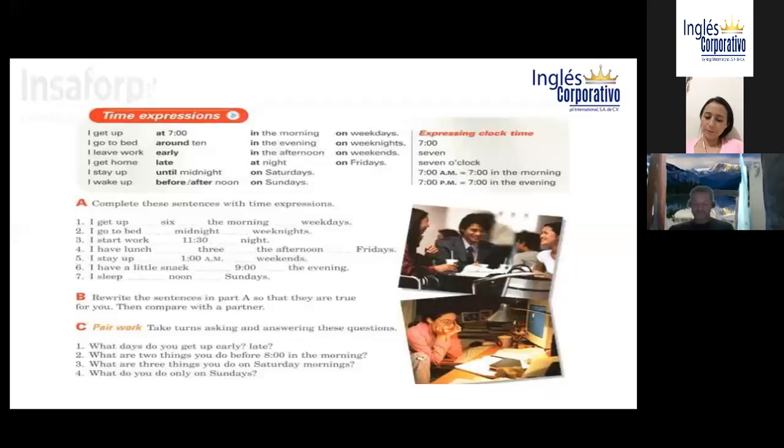And what are two things you do before 8 in the morning? Sometimes I prepare my breakfast. I prepare a coffee. Another thing, sometimes I go jogging, sometimes 2 or 3 times a week.